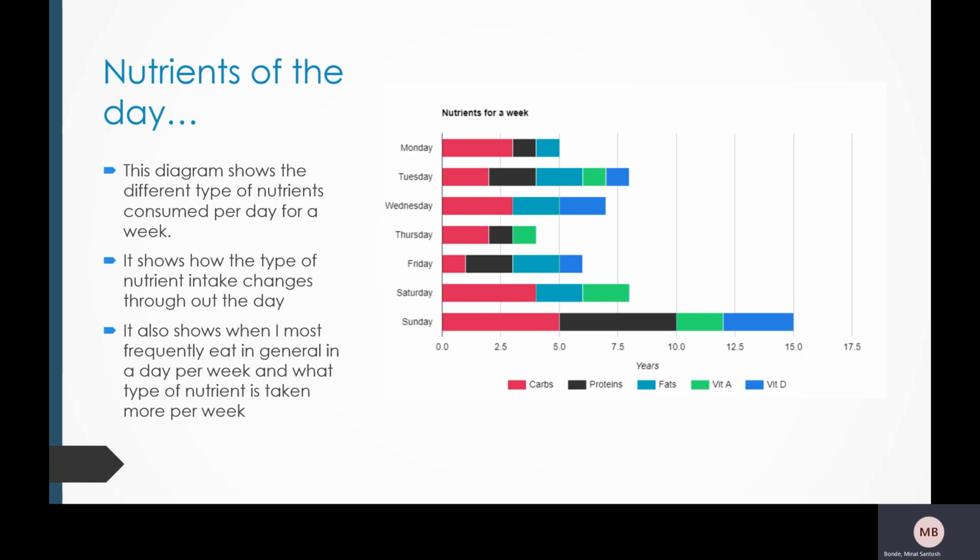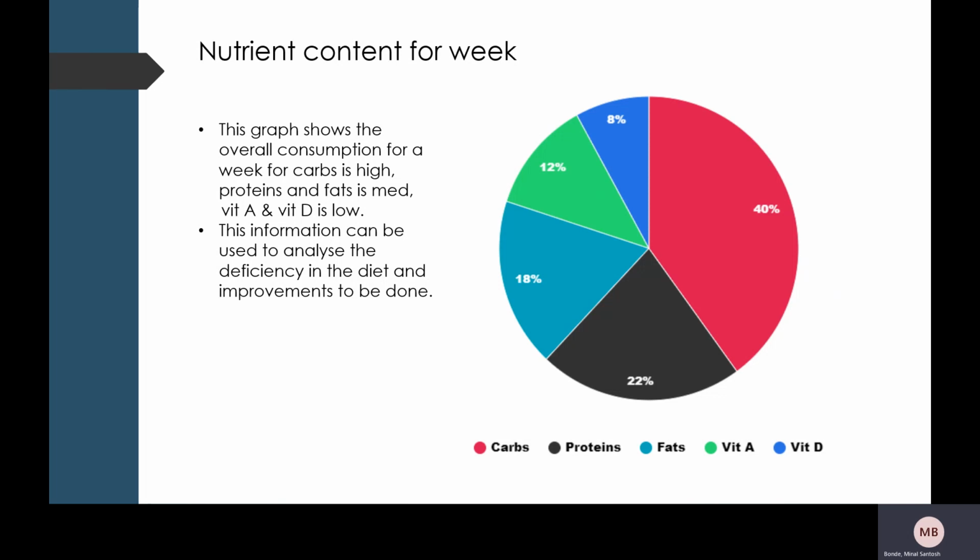And this basically will help to understand what the deficiencies are in the nutrient intake over a week, and it can be improved later. So this is another format of total consumption for a week to determine which particular nutrient is taken in higher content as compared to the others.